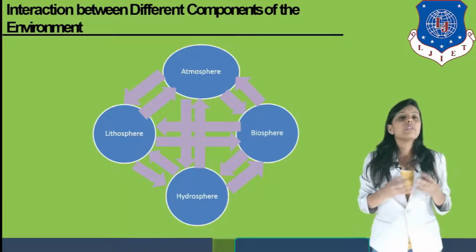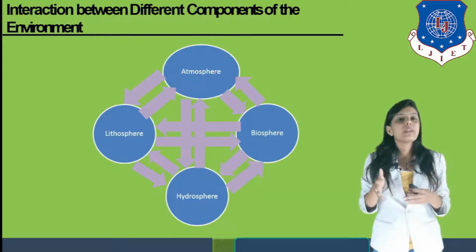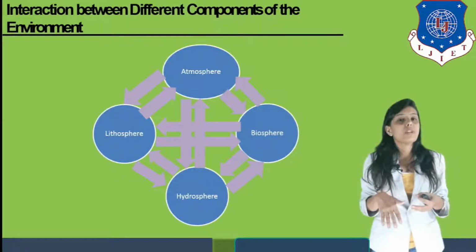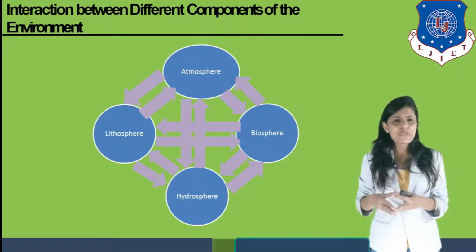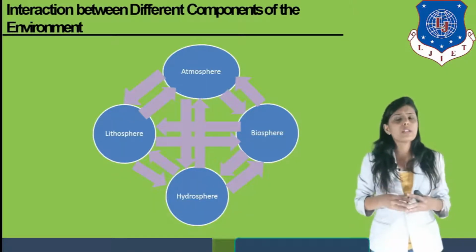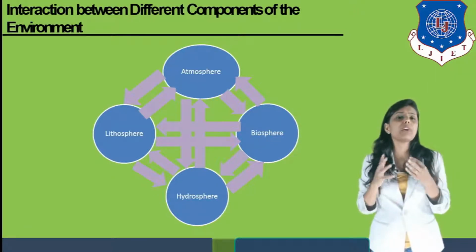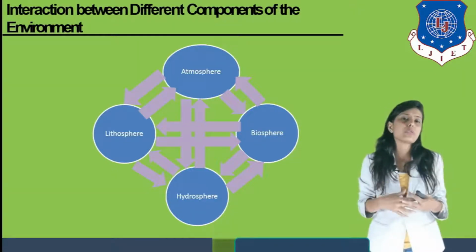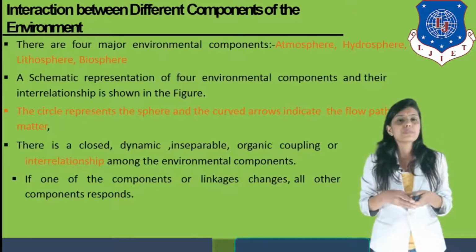Those clouds will rain, right? So the water will flow in where? In hydrosphere. So the energy is flowing from atmosphere to hydrosphere. As the sea level increases, the water will come from hydrosphere to lithosphere in the form of floods. So you can see how the energy is flowing from biosphere to atmosphere to hydrosphere, hydrosphere to lithosphere, and how they are interconnected to each other.